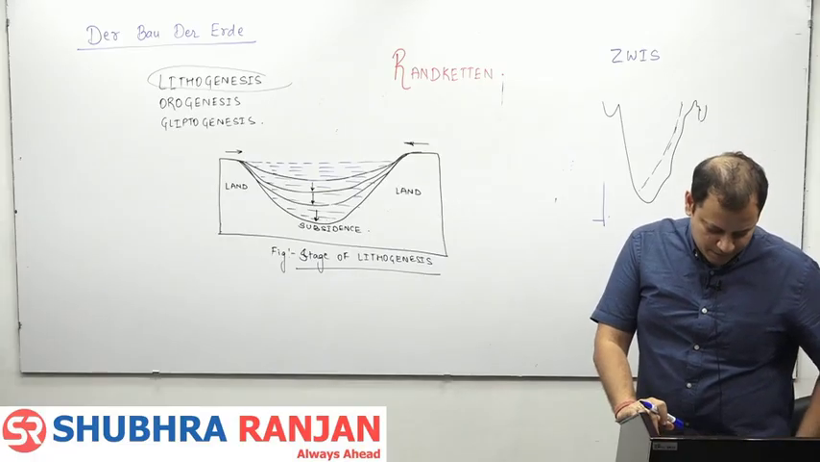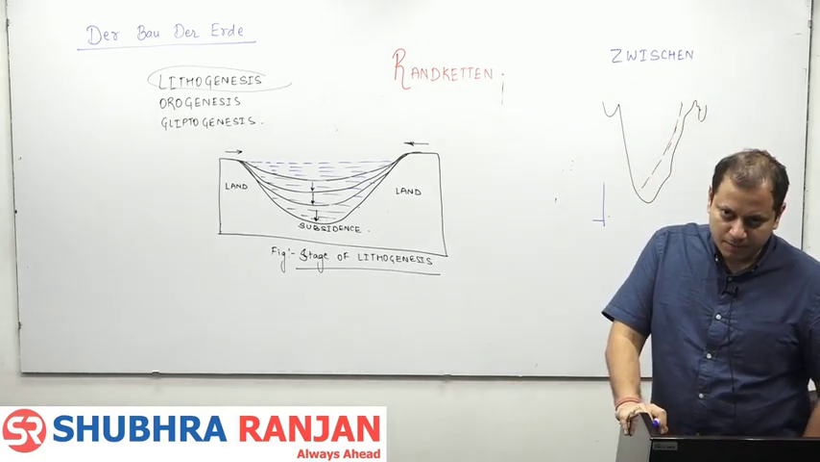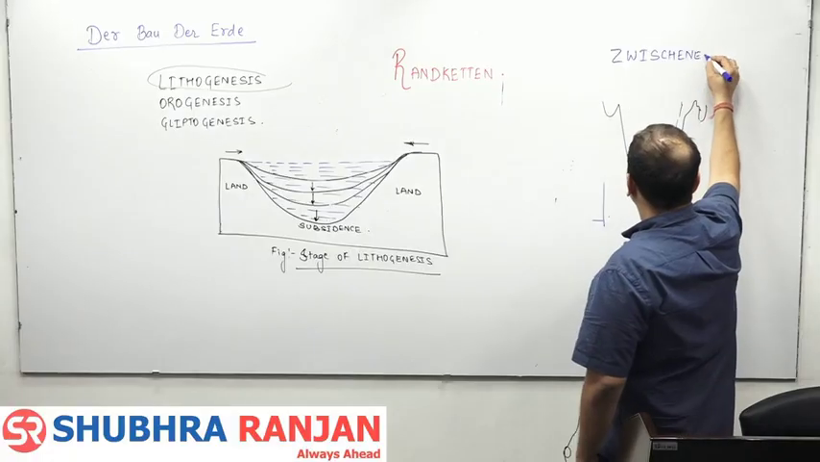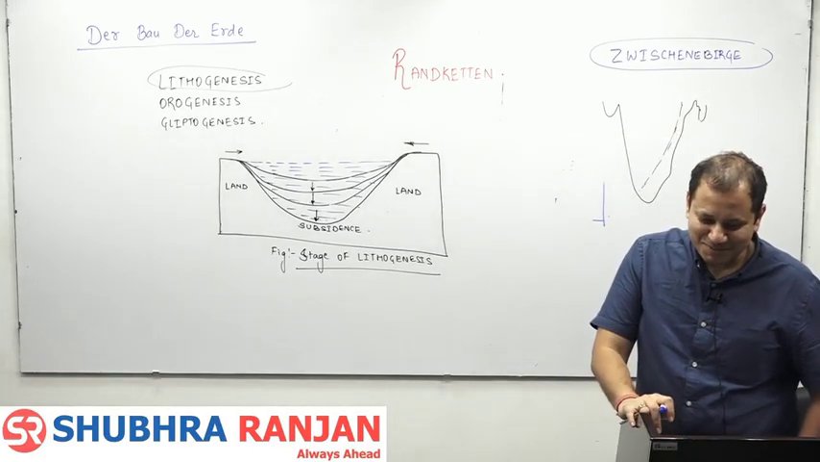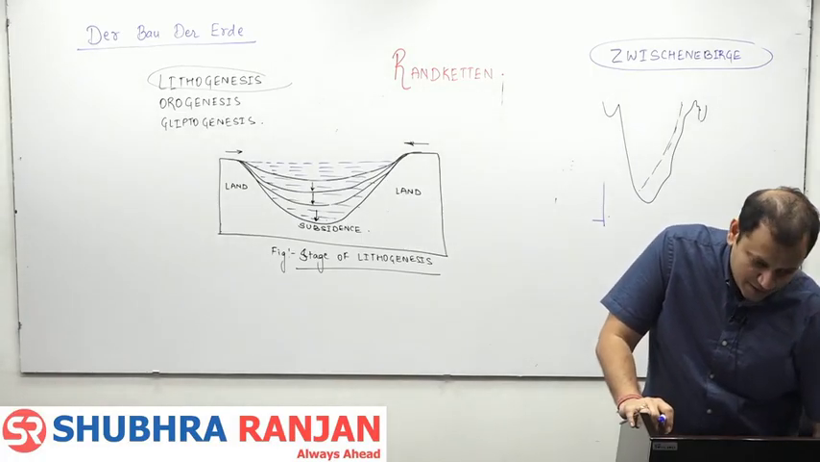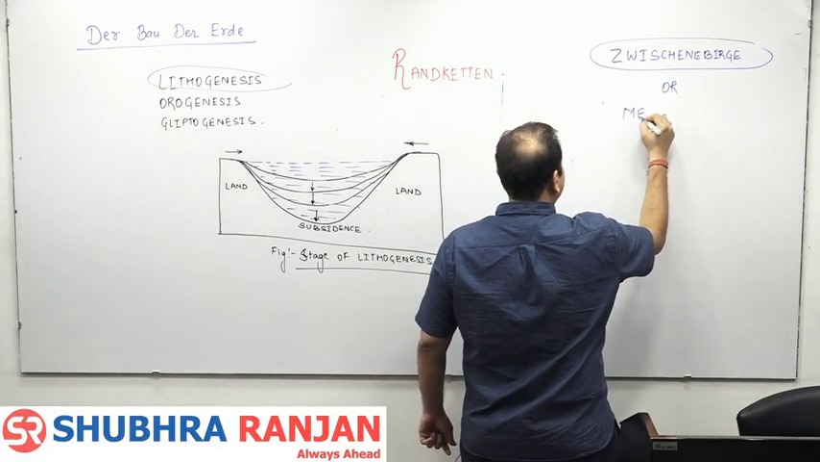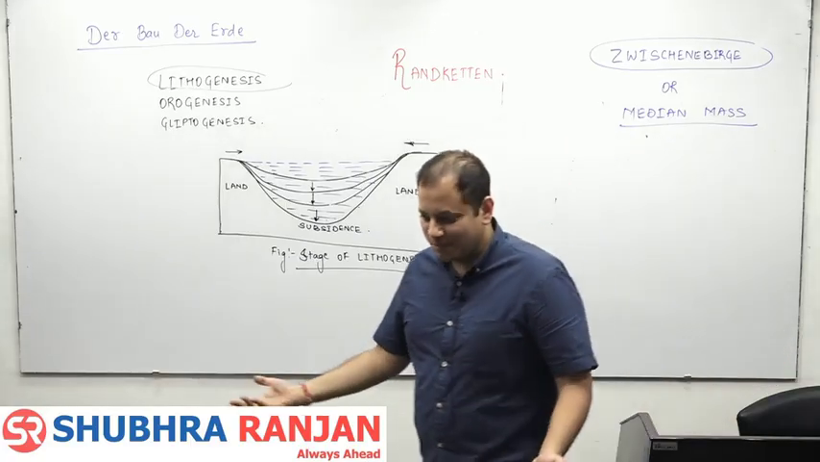This unfolded part was termed by Kober as Zwischenberge. Okay, don't write Zwischenberge; write median mass. The portion in the middle is the median mass.